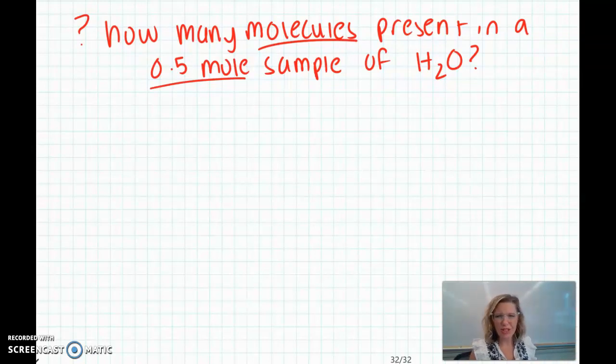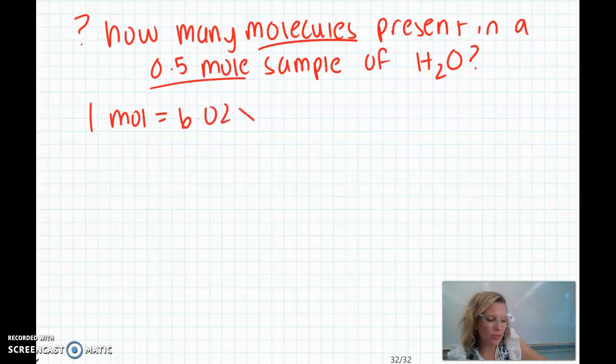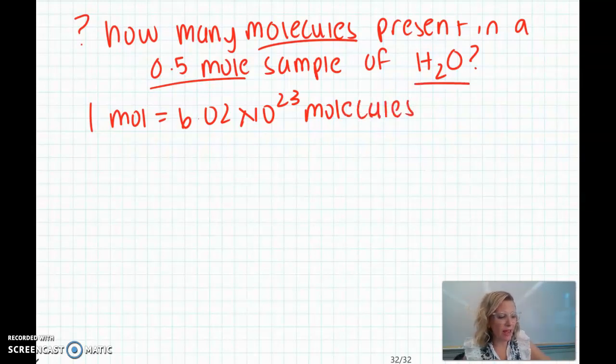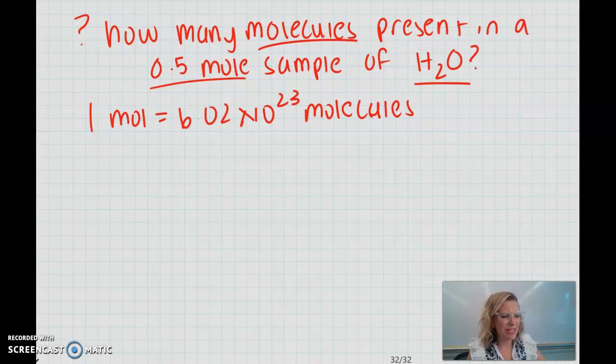Well, what's my conversion factor? Again, we only really have one conversion factor at this point, right? 1 mole is equal to 6.02 times 10 to the 23rd molecules, or particles. And in this case, it's molecules because we're talking about a compound. Now, you are probably looking at me and saying, well, if that's the case, Miss Daly, then isn't this just the exact same answer? Let's set it up and find out.